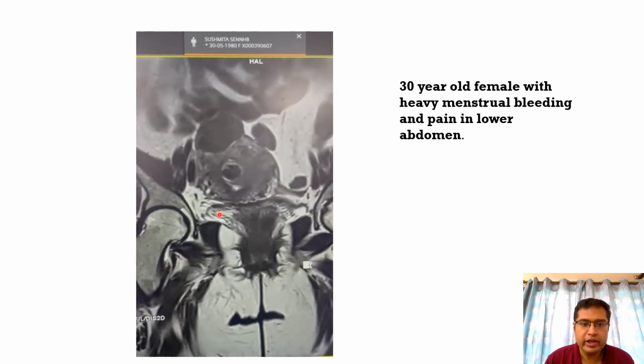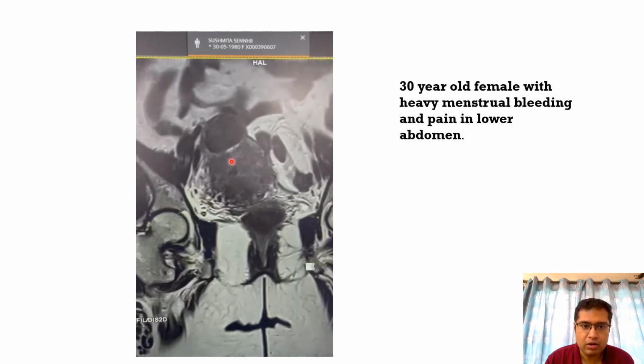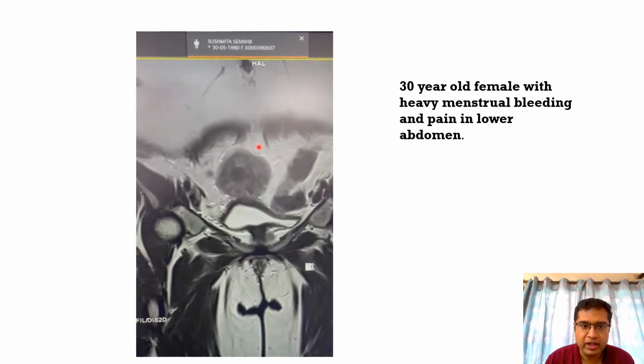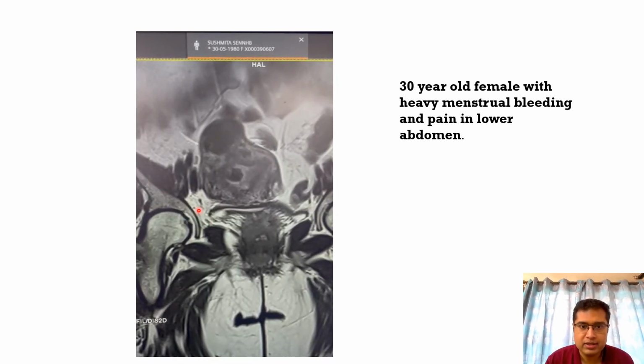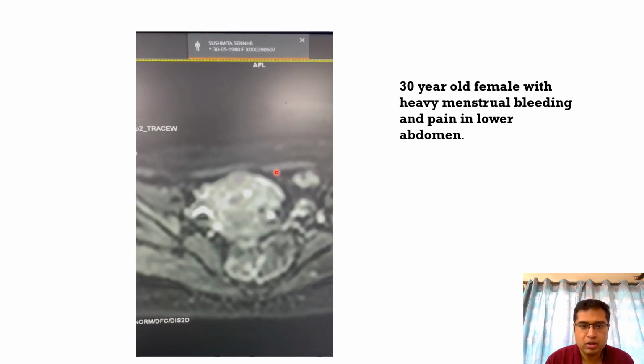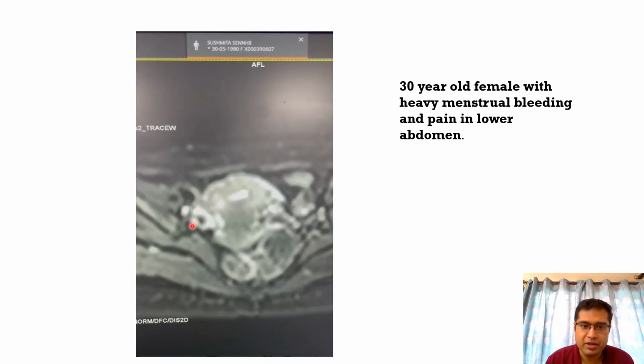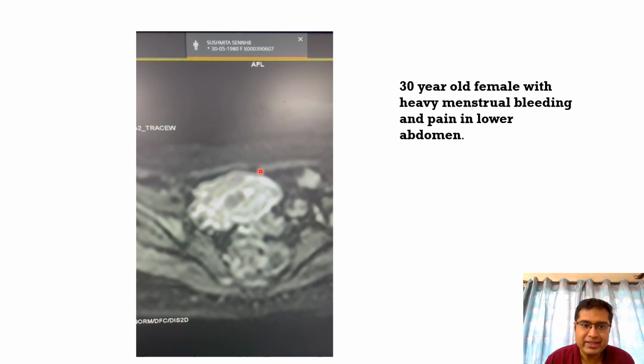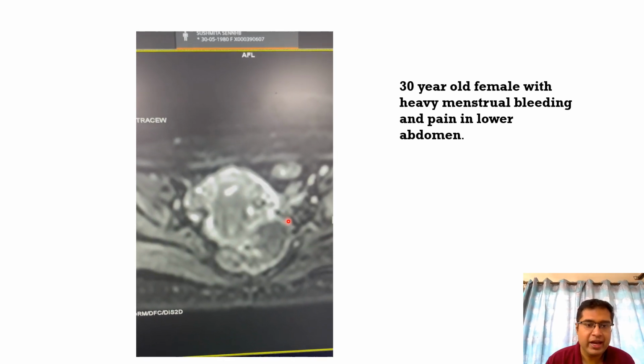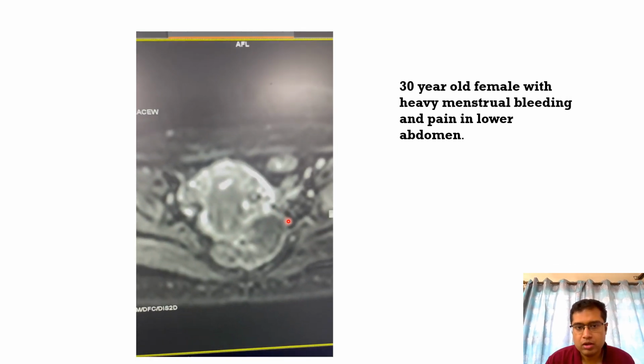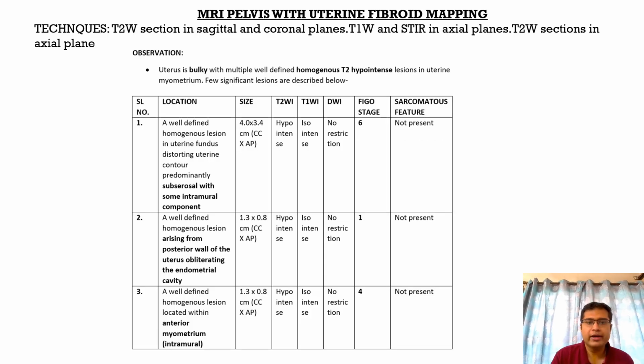These are the coronal T2 weighted images, where again we can see some submucosal fibroid and multiple intramural fibroids that are seen within the bulky uterus. These are the diffusion weighted images, where we don't see any significant restriction within any of the fibroids. So diffusion restriction means early sarcomatous change. So this is the report that I had given.